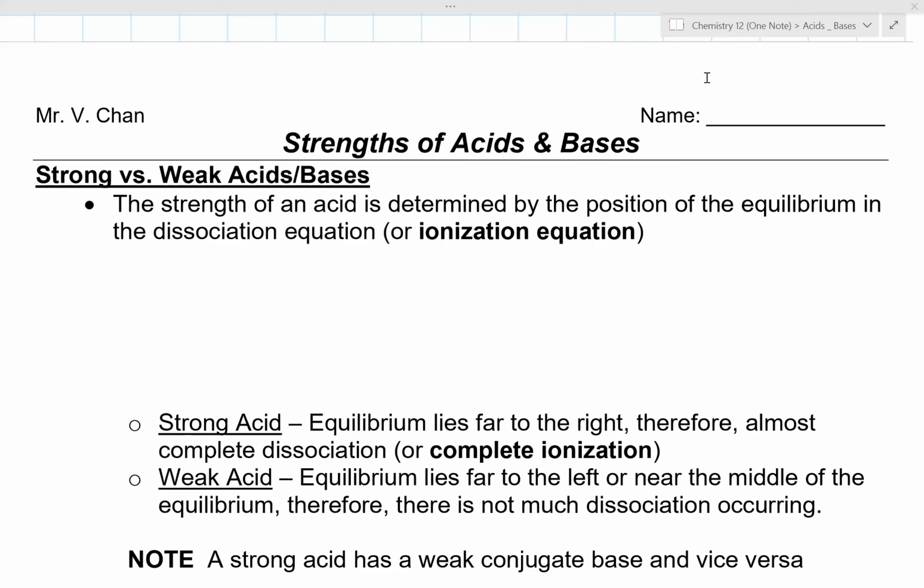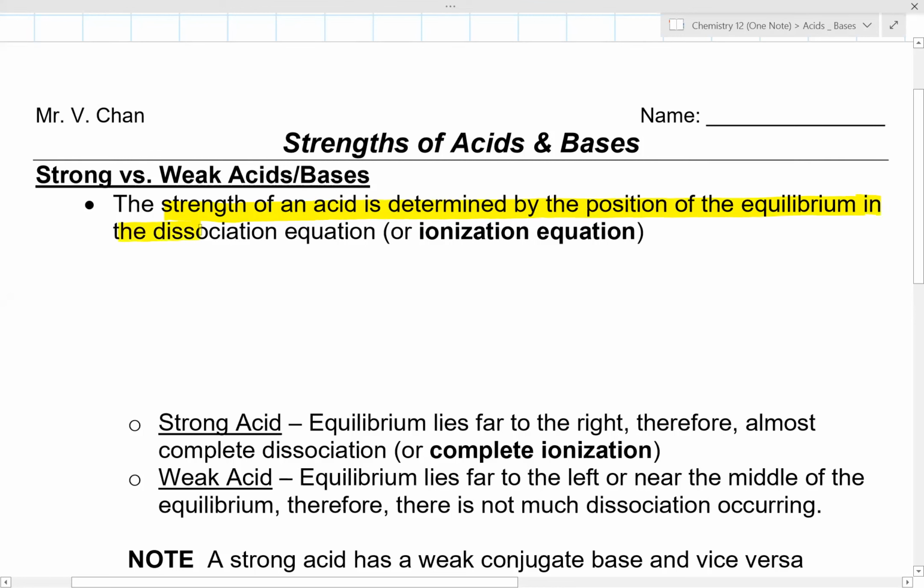And today what I wanted to do was talk about acids and bases again, but I want to talk about something called strong versus weak acids. So when we talk about acids or bases, we do talk about them being strong or weak. Now, when we talk about strong or weak, the strength of an acid is determined by the position of the equilibrium in the dissociation equation.